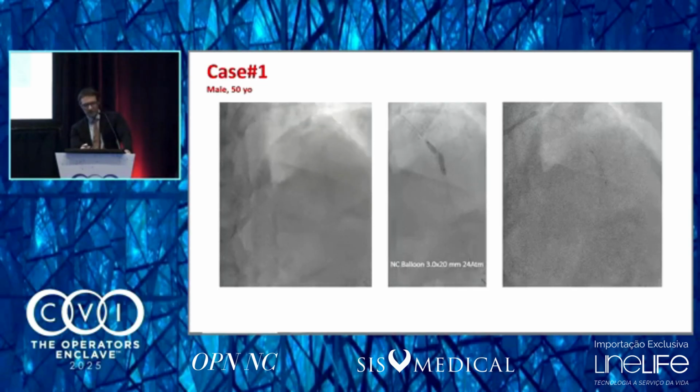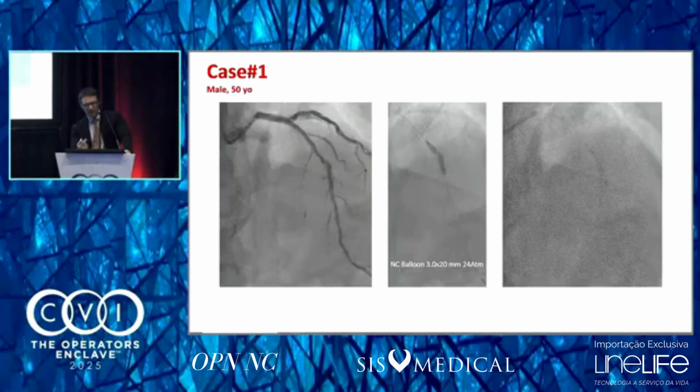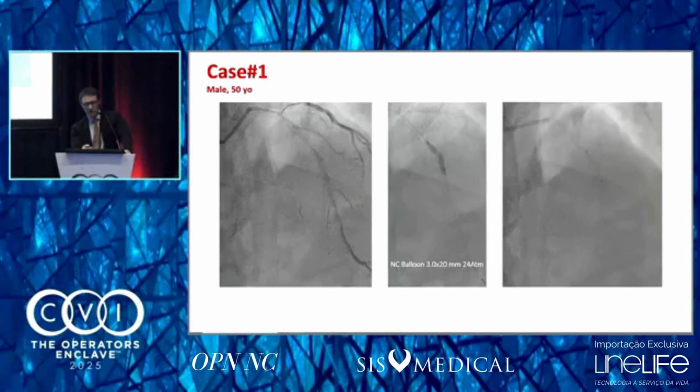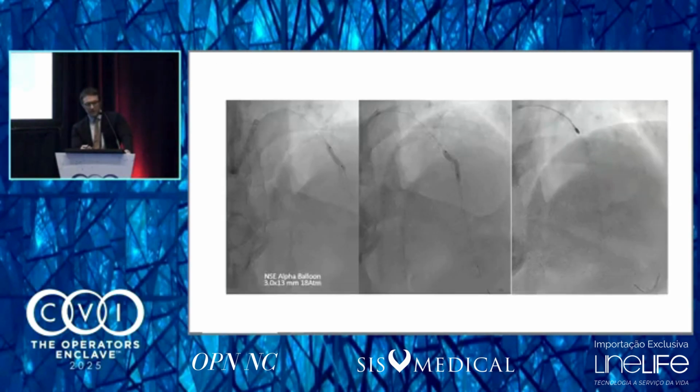This is a case that is present in every OPN NC pamphlet, performed in a German center at that time, and this is a recruited case for the PREPARE-CALC study, randomizing rotablation against cutting balloon. At that time, we randomized the patient to the cutting balloon, and even this is the NC alpha in the middle. The cutting balloon failed to reopen the artery.